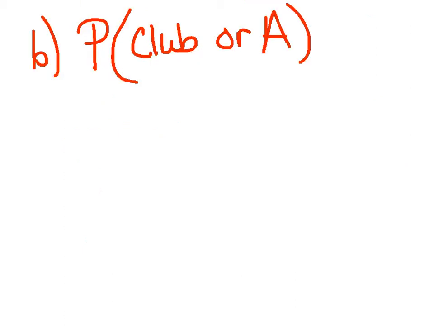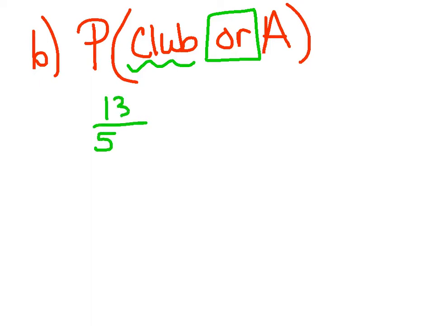All right, second example here. The probability that you're a club or an ace. Okay, so box that word in or. There's your trigger word, club or ace. So let's start with the club. How many ways can you be a club in a deck of cards? Well, I believe you have 13 out of the 52 cards. Or means that add. How many ways can you pick an ace out of a deck of cards?